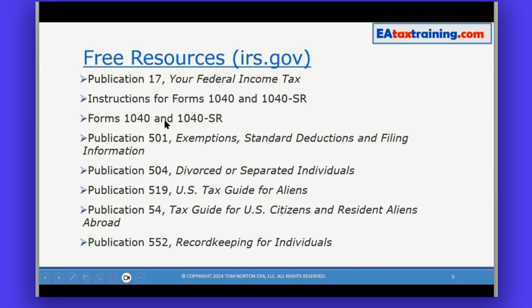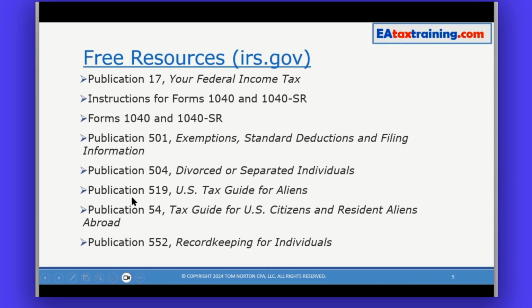Also, while you're there, you might as well get the forms themselves, especially Form 1040. Go ahead and look at Form 1040 SR. We'll look at both of these today as well. But become familiar with Form 1040. Look at each line and just understand what it's asking for and how the form flows.